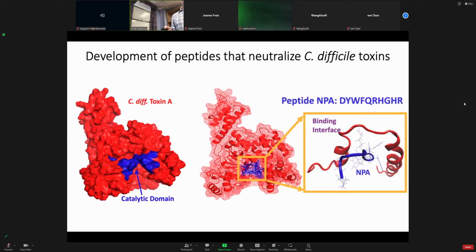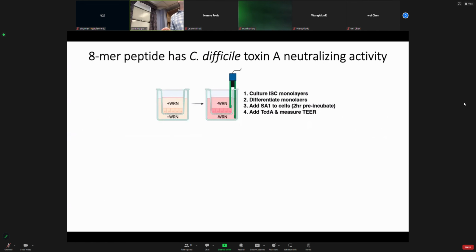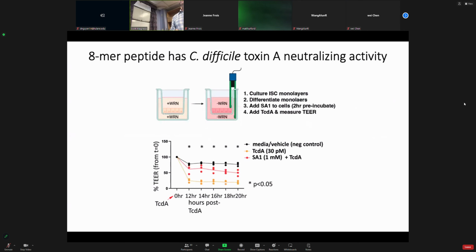And what Carol did is she computationally found a region of the catalytic domain of toxin A that she designed a short peptide to, very short, an 8-mer. Stefano made that 8-mer, and I put that on our cells with toxin A, with the idea that the peptide would bind that functional domain of the toxin, neutralize it, and it wouldn't have an effect.